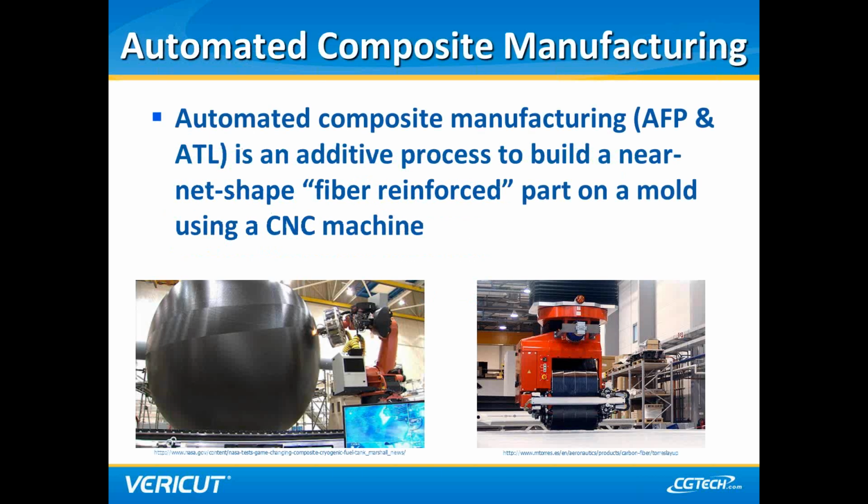So for the purpose of this talk, we're going to define automated composite manufacturing, again, specifically AFP and ATL, as a near net shape additive manufacturing process to build parts onto a mold using a CNC machine. And unlike typical additive manufacturing processes, 3D printers and that sort of thing, we're not using a plastic or metallic powder to build this up. We're using fiber reinforced material, typically carbon fiber reinforced, but it could be glass as well, to build those parts onto the mold.